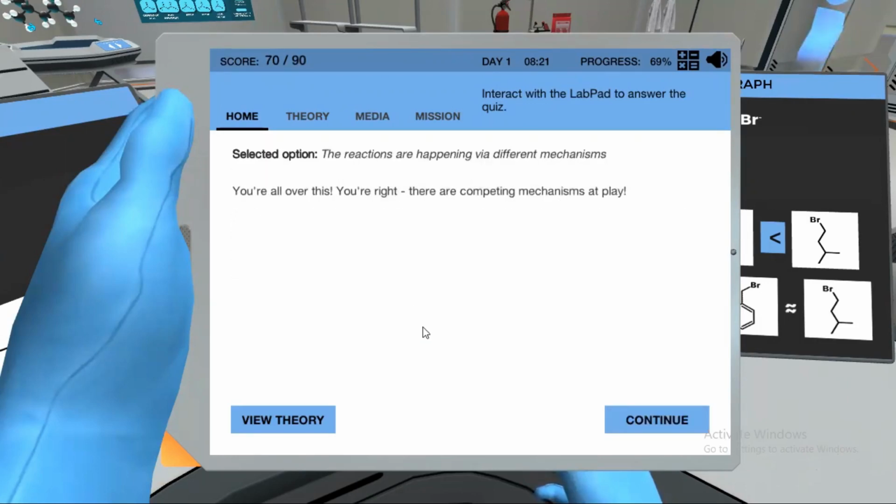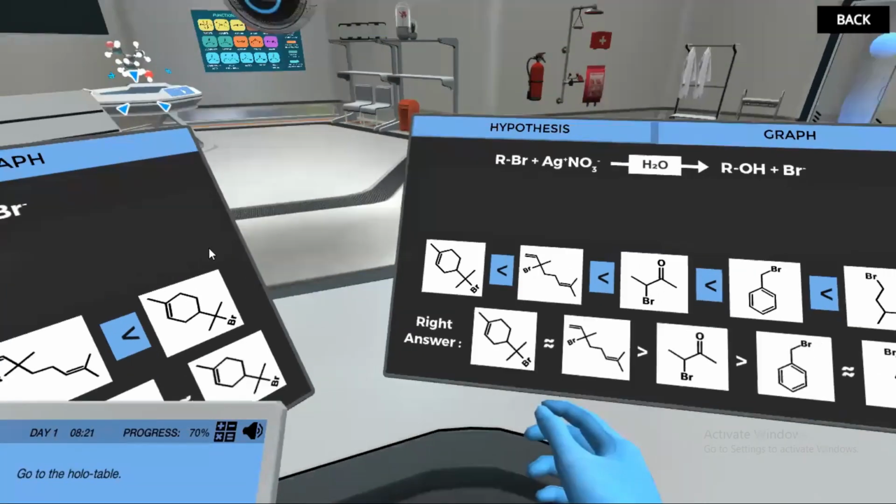You're all over this. You're right, there are competing mechanisms at play. Go to the hollow table.